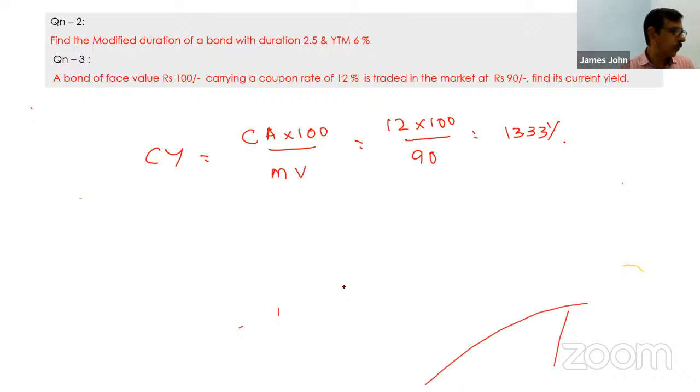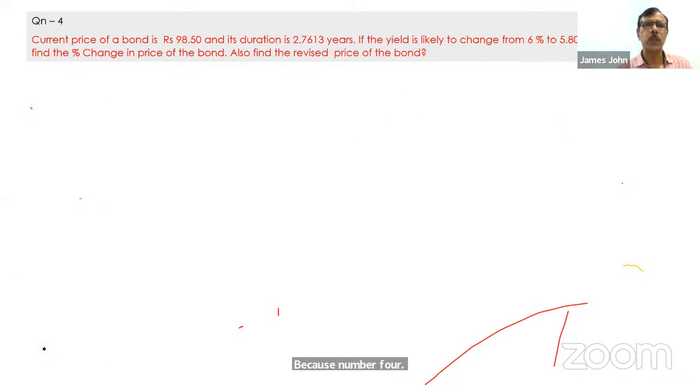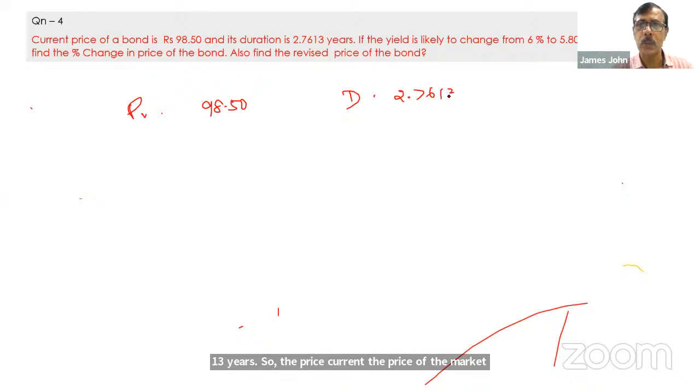Question number 4. Current price of a bond is 98.50, and its duration is 2.7613 years. If the yield is likely to change from 6 to 5.8, what is the percentage change in the price of the bond? Also find the revised price of the bond. Such a question they can also ask.